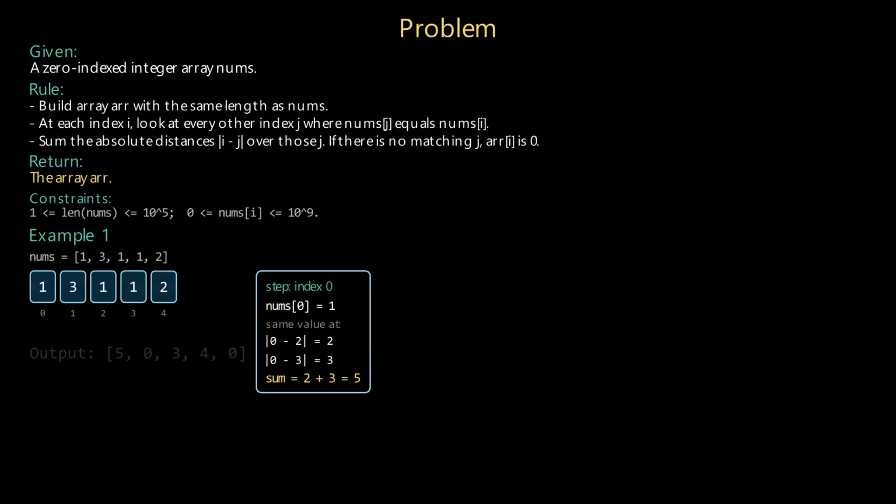Example 1: nums = [1, 3, 1, 1, 2]. At index 0 the value is 1, the other ones sit at indices 2 and 3, so distances 2 plus 3 make 5. Index 1 is the lone 3, so 0. Index 2 is 1 with partners at 0 and 3, 2 plus 1 is 3. Index 3 is 1 with partners at 0 and 2, 3 plus 1 is 4. Index 4 is the only 2, so 0. Output: [5, 0, 3, 4, 0].